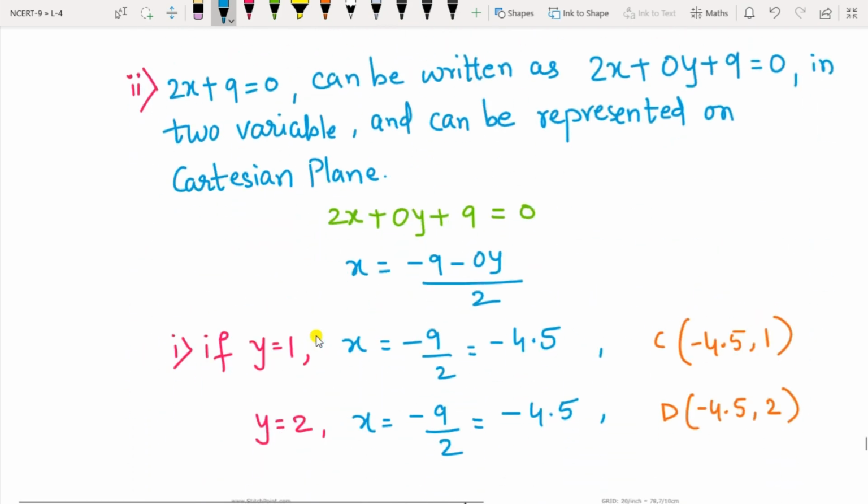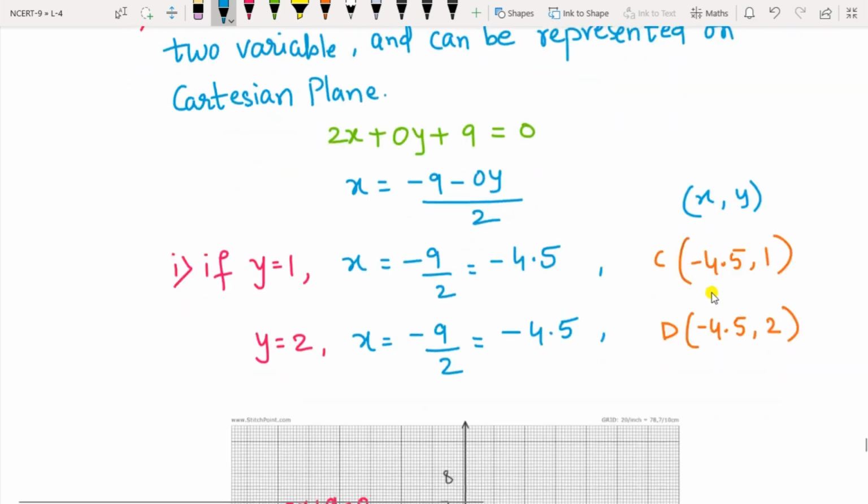Then for two variables, here y variable is not there, so 0y: 2x plus 0y plus 9 equal to 0. Now considering this equation, find the value of x here. Make x the subject. These all things will go on the right hand side. So it is minus 9 minus 0y divided by 2. Now taking y values, you can find the value of x. So y is 1 and 2. Substitute here y as 1 and 2. You are getting x as minus 4.5 for this, and for the second also minus 4.5. So these are the x and y here.